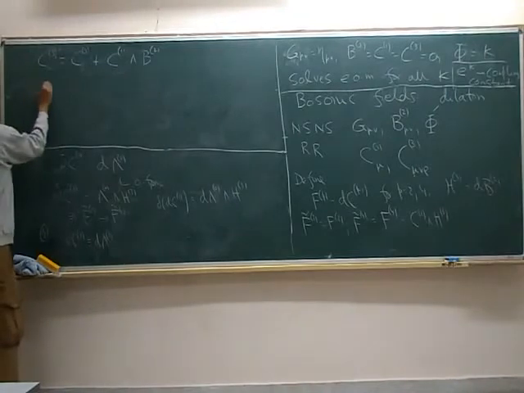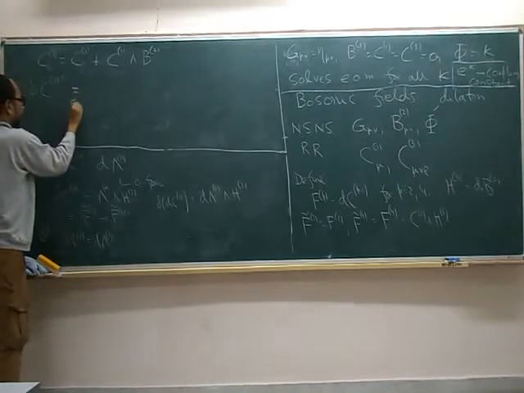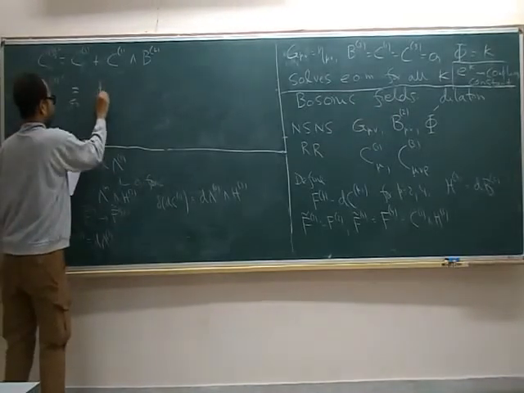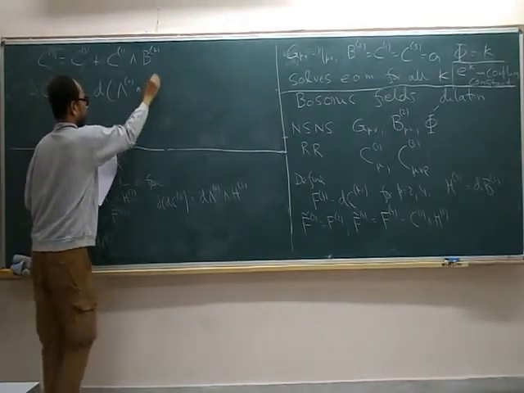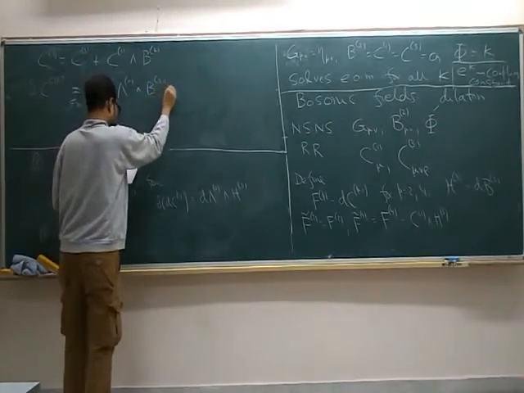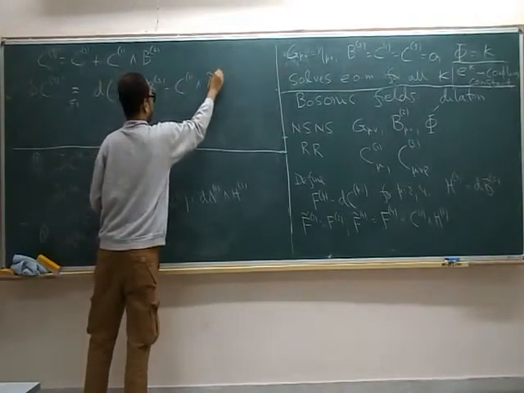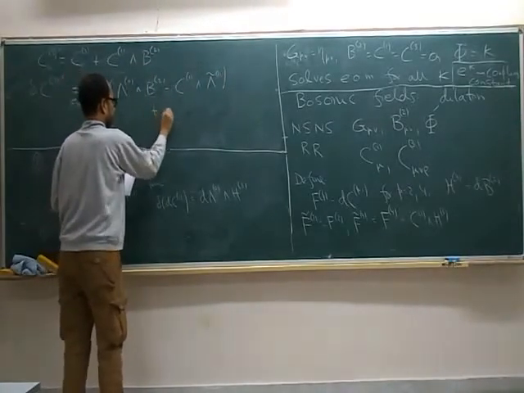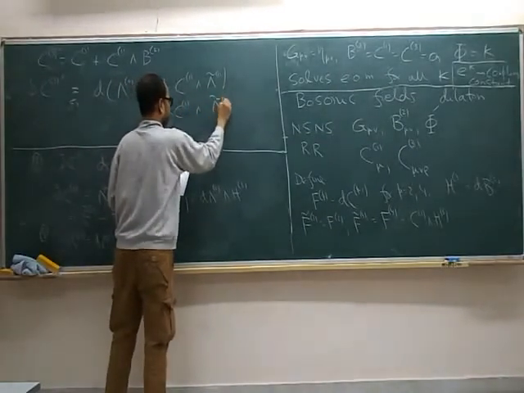Then delta C3 prime. Okay, I'll leave it as an exercise, it's straightforward. So you can check, it becomes something like this: d lambda 0 with b2 minus c1 with d lambda 1 plus dc1 with d lambda 1.